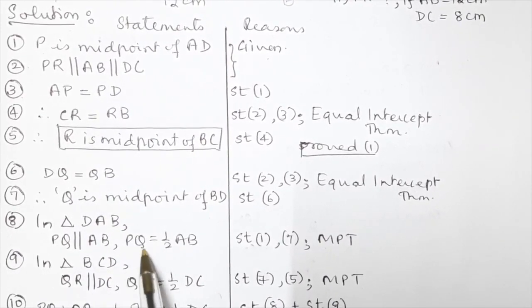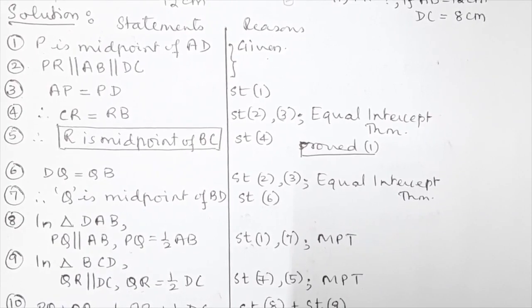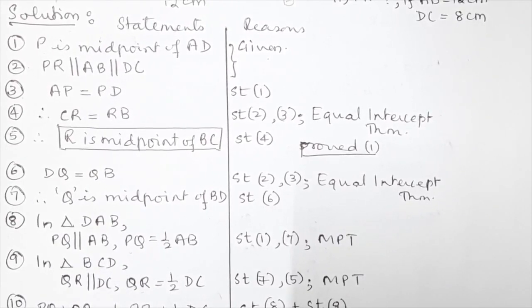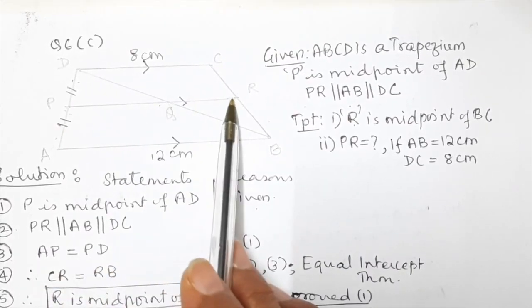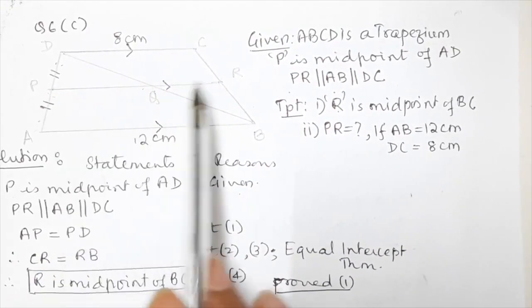Now if you take this PQ and QR and if you add, you will get PR. Let us look at our diagram. See there, PQ plus QR. PQ plus QR is equal to PR.